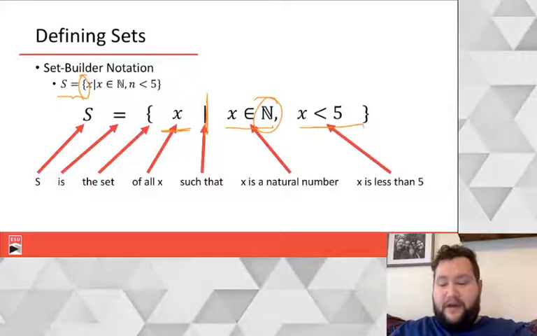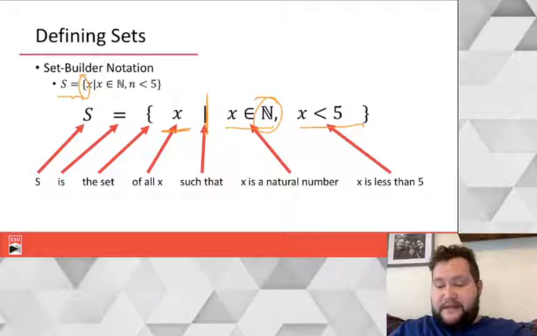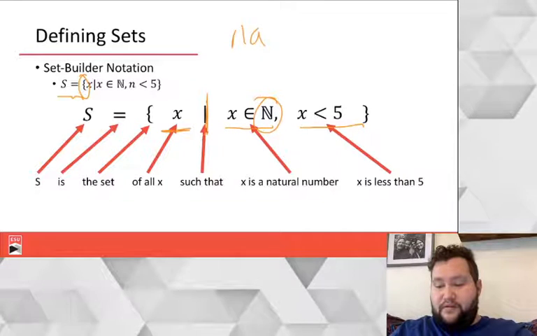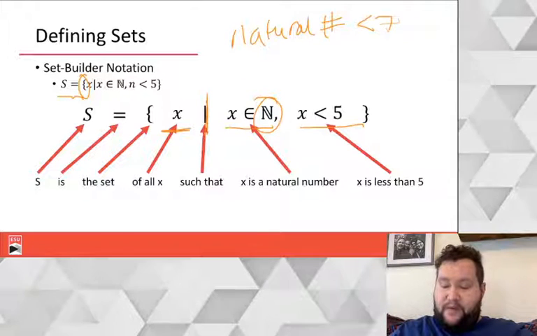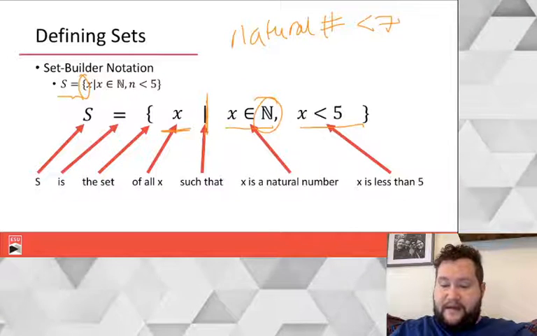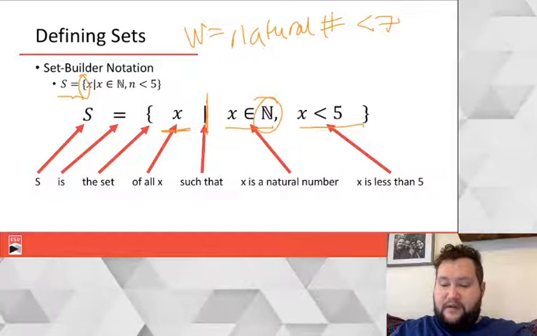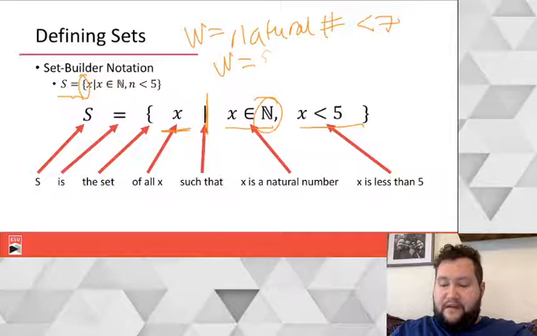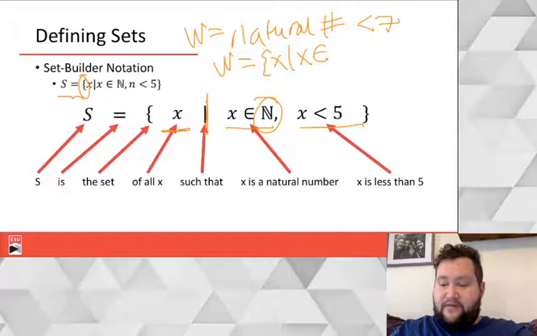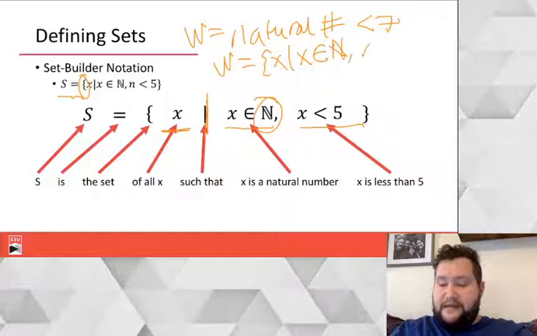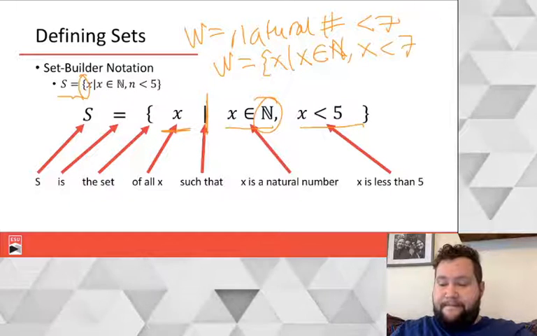So suppose we wanted natural numbers less than 7. If we call that W, for example, W equals the set of all x such that x is in the natural numbers and x is less than 7.